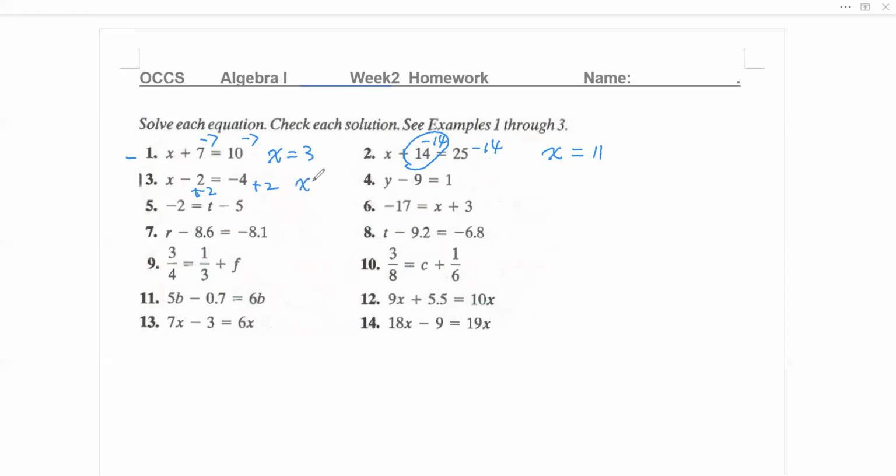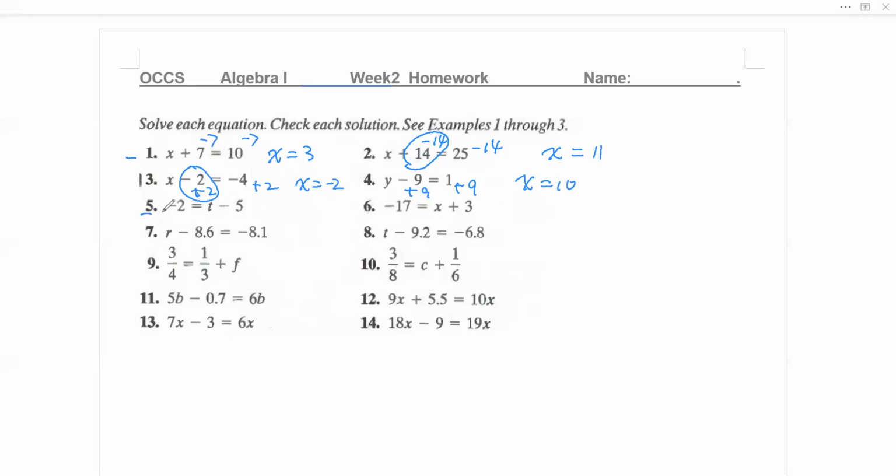So you can get x equals -2, right? Make this become 0. So the left part only leaves the x, and the right part becomes -2, right? In number 4, both sides plus 9. So x equals 10. It's a very easy one, all right?